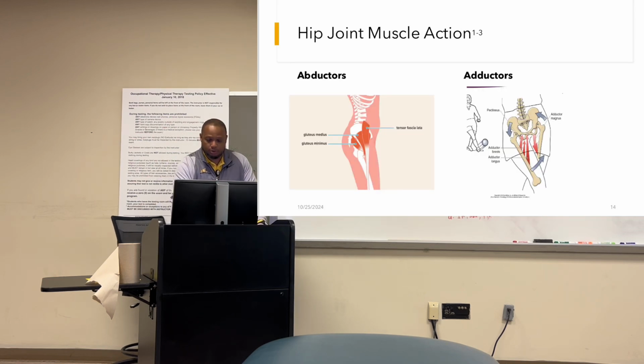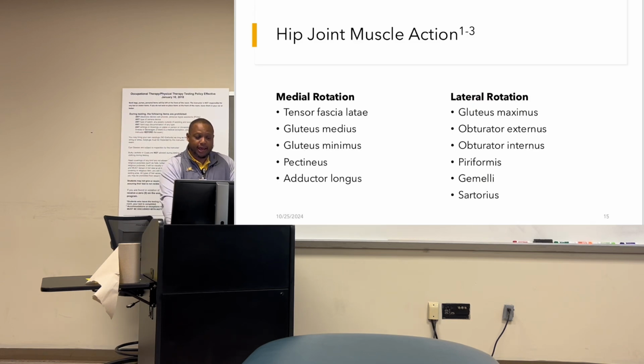All right, this is a visual. Medial rotation, what do we have? Tensor fasciae latae, gluteus medius, gluteus minimus, pectineus, adductor longus. And adductor longus is primarily what? Adductor. All right, lateral rotation: gluteus maximus, obturator externus, obturator internus, piriformis, gemelli, and your sartorius muscle. Also, make sure you know the other motions or movements that the piriformis plays a role with.